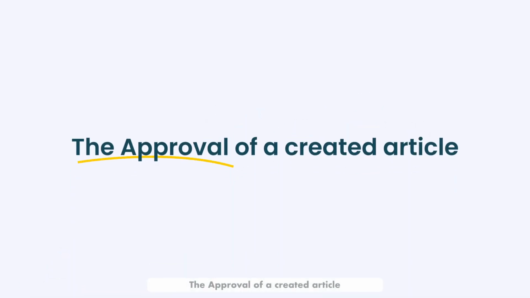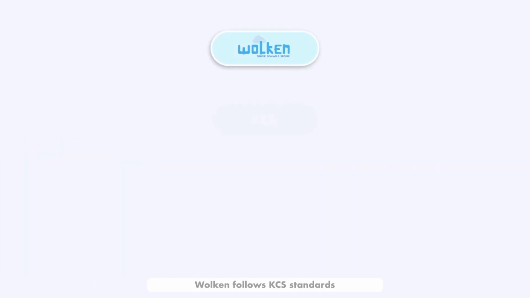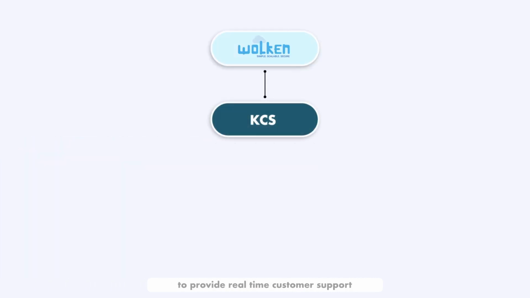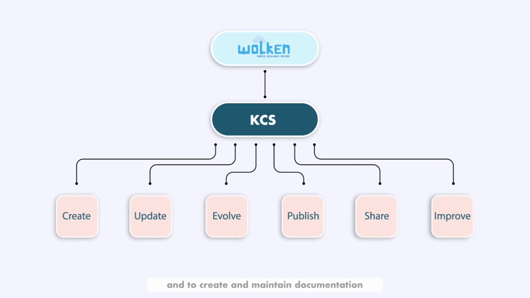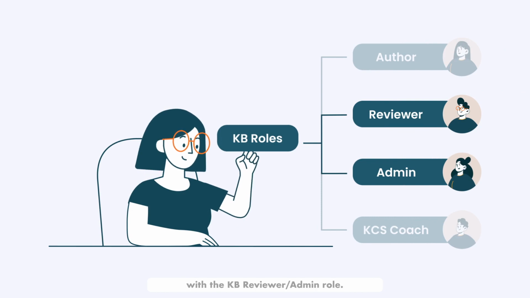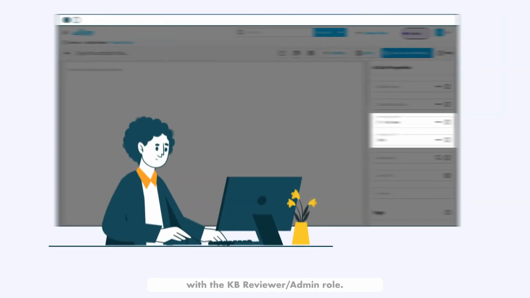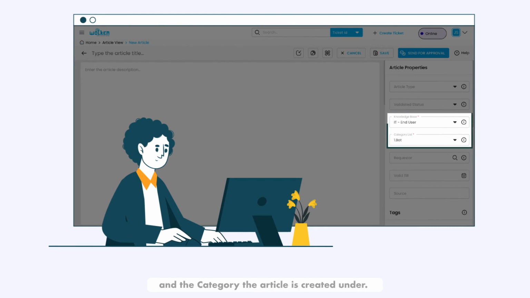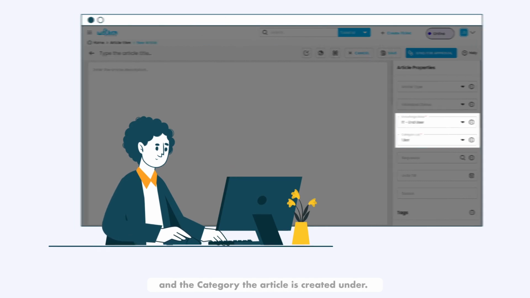The approval of a created article. Wolken follows KCS standards to provide real-time customer support and to create and maintain documentation as a part of the process. An article can be approved by users with the KB reviewer and admin roles. The approver must be a part of the KB and the category the article is created under.